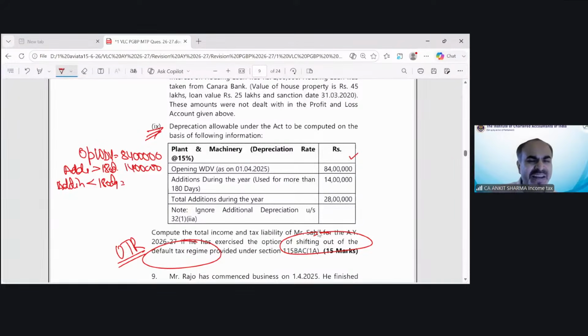So please read the question. Please read the information very carefully, and maybe you will be able to find out what exactly the examiner wants you to do. So the question is, opening WDV has been given as 84 lakh. And if addition for more than 180 days is rupees 14 lakh, then what amount of addition is for less than 180 days in this question, or is there no such addition?